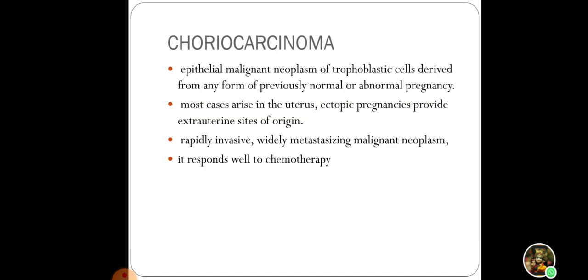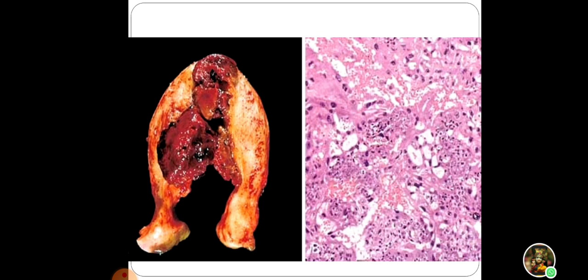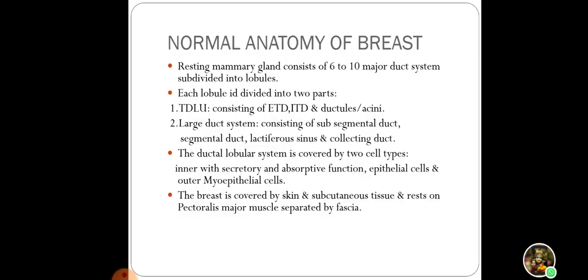Choriocarcinoma is an epithelial malignant neoplasm of the trophoblastic cell derived from any form of previously normal or abnormal pregnancy. Most cases arise in the uterus. Ectopic pregnancies provide extrauterine sites of origin. It is a rapidly invasive, widely metastasizing malignant neoplasm, and it responds well to chemotherapy. These are the specimens of the choriocarcinoma, and these are the microscopic pictures of the choriocarcinoma.